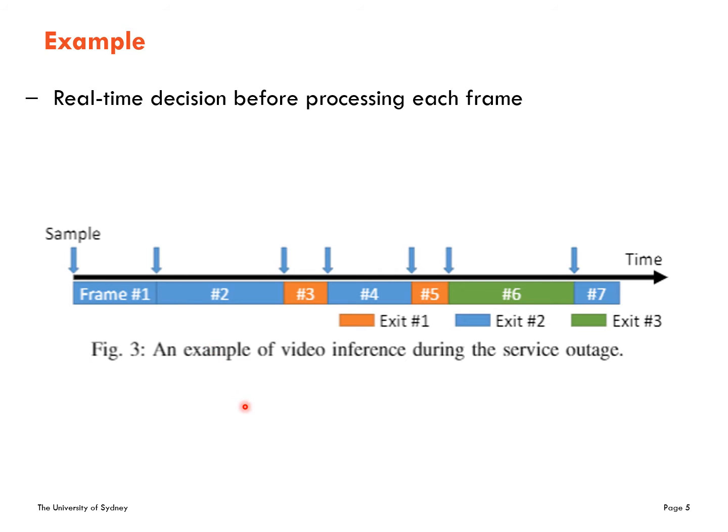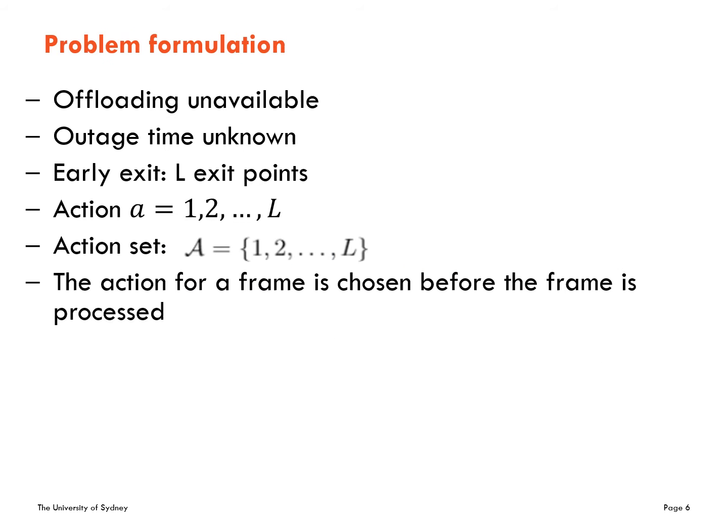Here is an example of video inference during the service outage. First of all, we sample a frame, which is frame number 1, and then we choose an exit point, which is the second exit point. After finishing this frame, we sample another frame, and we also choose to use the second exit point. After we finish the second frame, we sample another frame, and this time we choose to use the first exit point. So that's how our system works. Whenever a frame is finished, we sample a new frame and decide which exit point to use. The goal of our study is to decide which exit point is the optimal exit point.